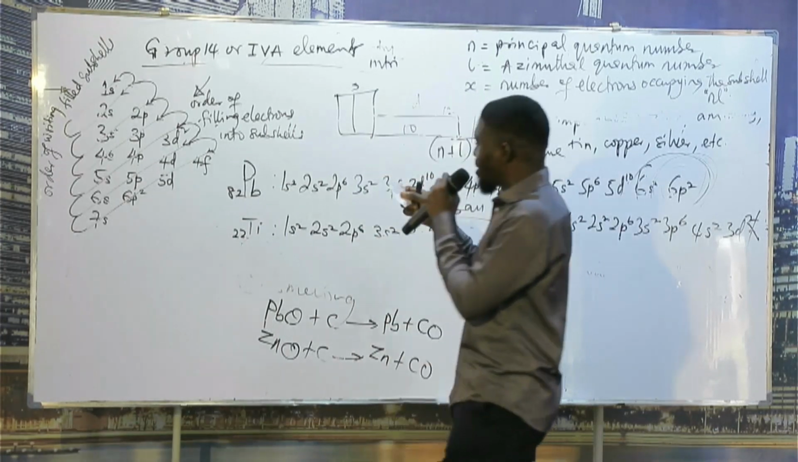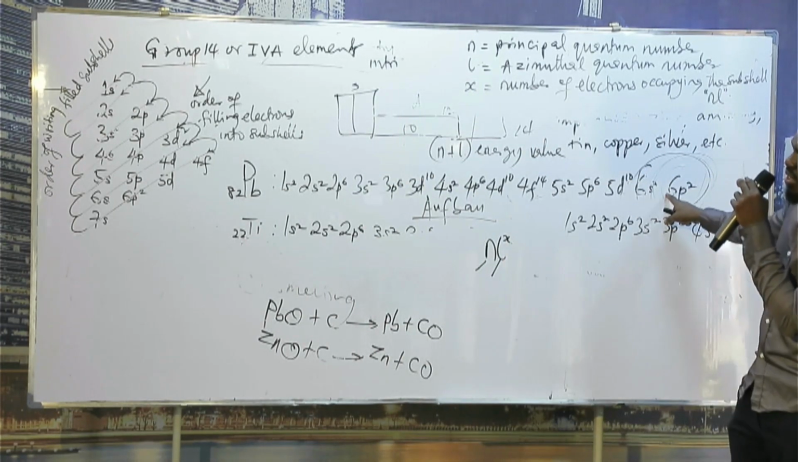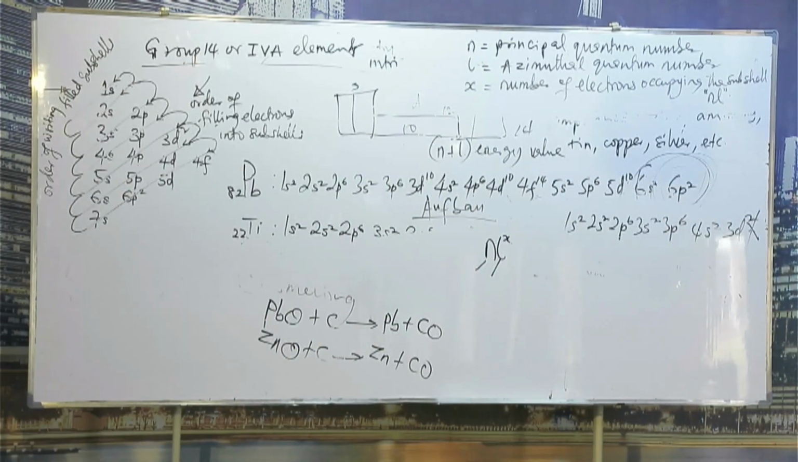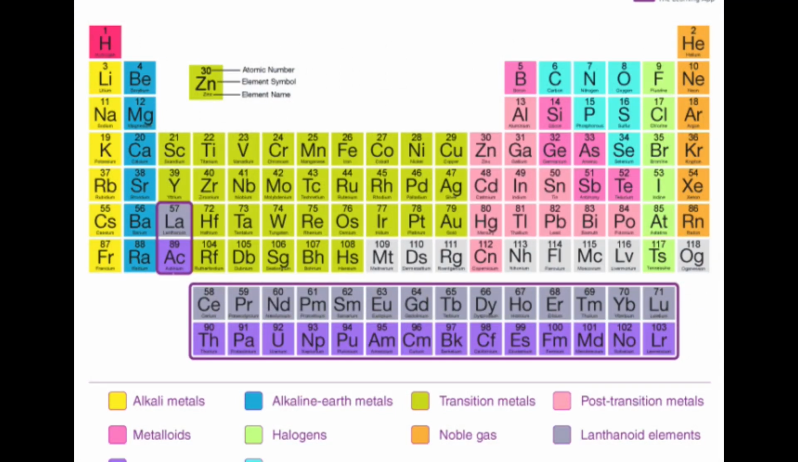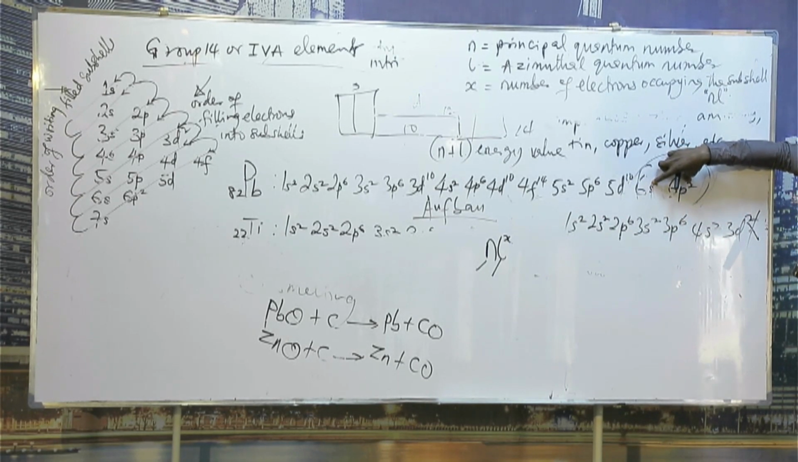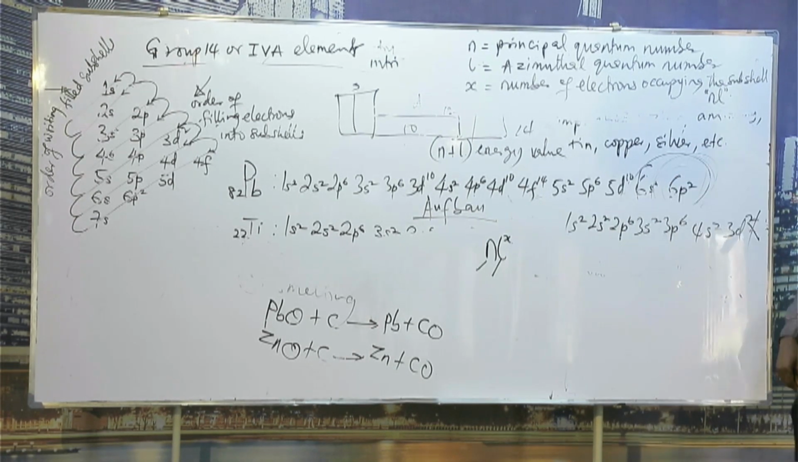Sir, Uncle, lead is under period 6. Please, sir, can you project the periodic table again? Look at lead here. From the electronic configuration here, lead is in period 6, group 14. 2 plus 2 plus what? Who can tell me why I added these two together? This number and this number are the same. Okay? So, that is it.